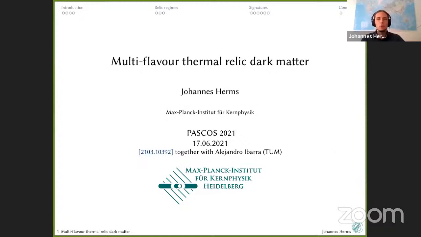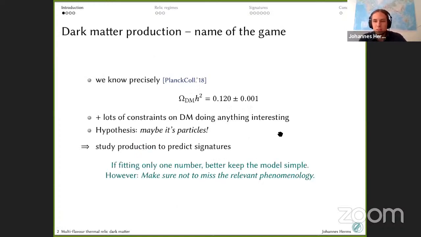Okay, here we go. Good morning. Thank you for the introduction. I'm going to present this work on dark matter production that specifically studies the question, what if dark matter has multiple flavors? The goal of studying dark matter production is to link the one quantity that we know really well about dark matter, its relic abundance, to other observable properties.